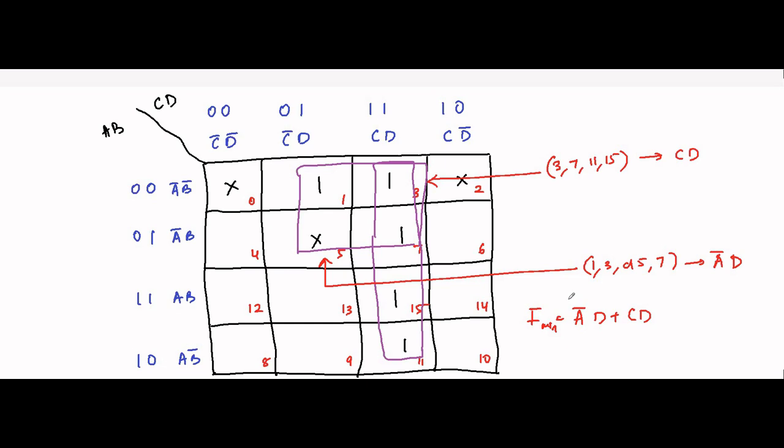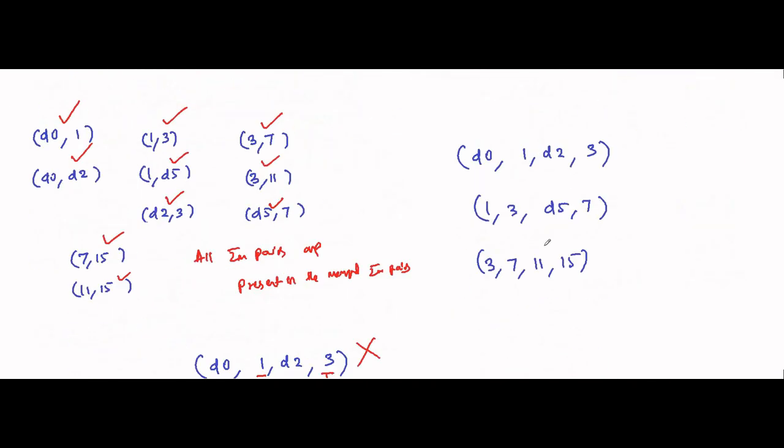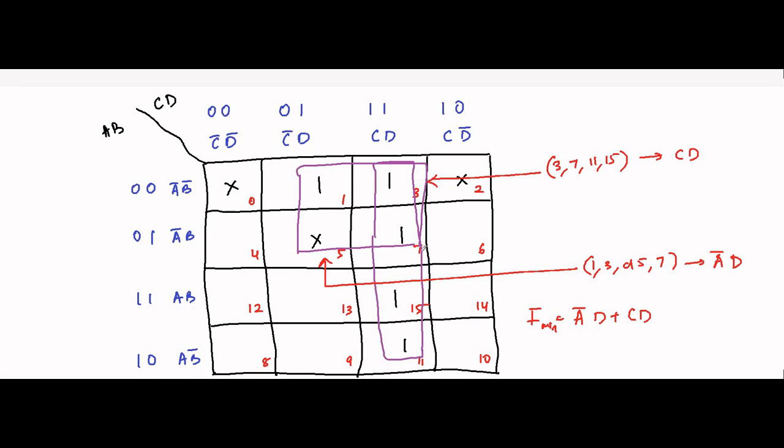Okay, so here if you see the same thing, the final two merged minterm pairs 1, 3, D5, 7 and 3, 7, 11, 15 are also appearing in the K-map too.